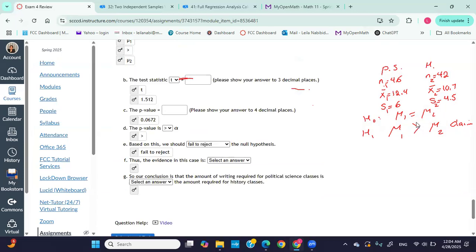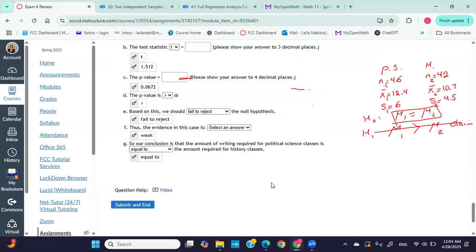And when you fail to reject the null, that means you don't have enough evidence to support the claim. So that means the evidence in this case is weak. So you cannot support the claim. That's your conclusion. So your conclusion says that the amount of writing required for political science class is equal to the amount required for the history class, because we assume equal sign for the null hypothesis. So I hope that helps, and let me know if you have any other questions.